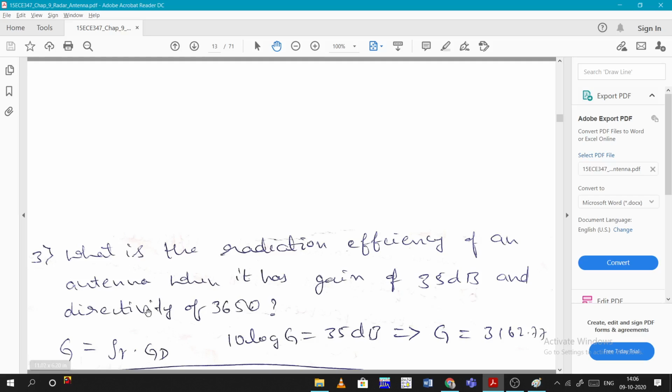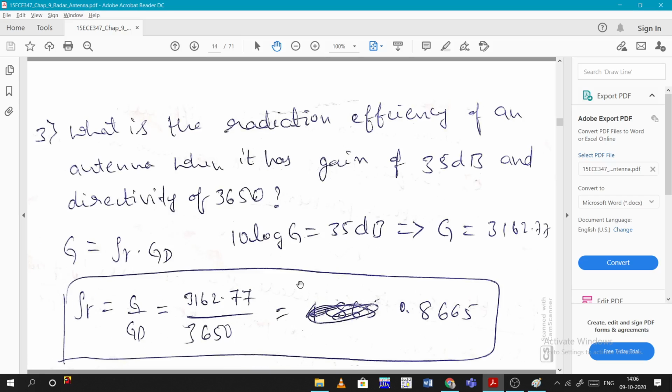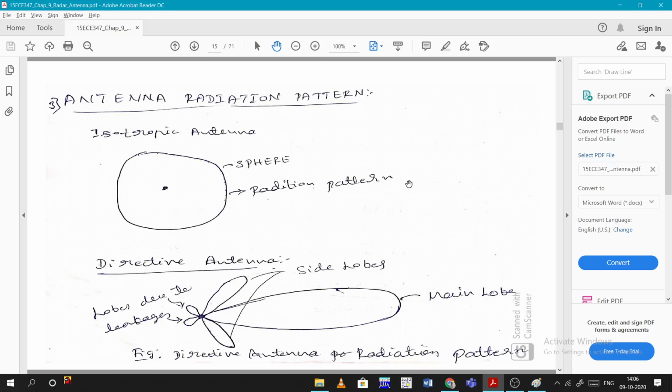Now coming to the problem, we substituted, and the G value should be a numerical decimal value, not in dB. So you need to convert using 10 log G = 35, and we got G as this much. Same problem.